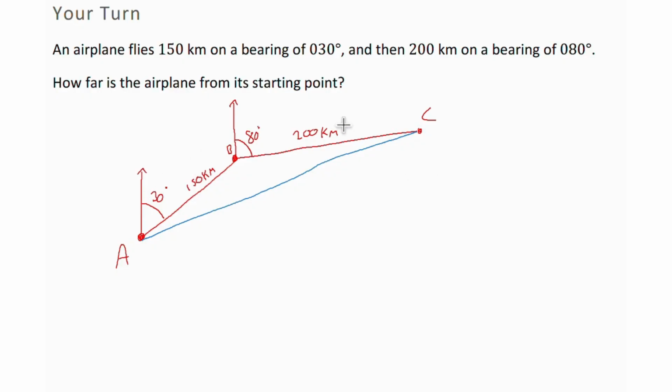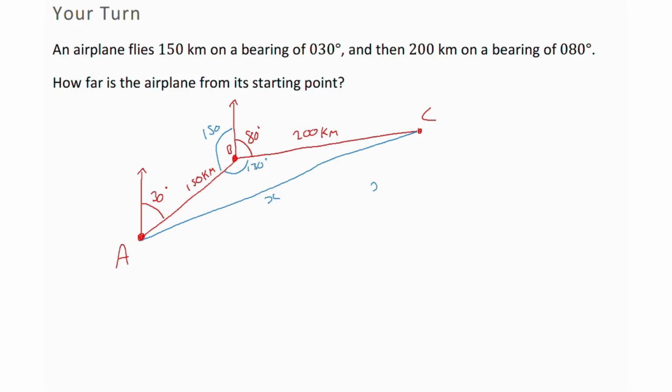We have two lengths. We need an angle to be able to do some trigonometry here. If this is 30 degrees, then this angle here, because they're parallel lines, they have to add up to 180. So it is 150, which means this angle here is 360, take away 150, take away 80, is 130 degrees. We now have two lengths and the angle between them, so we can use the cosine rule.